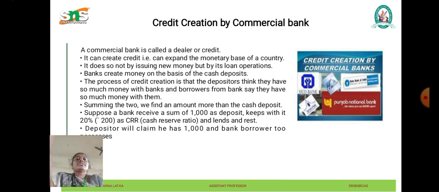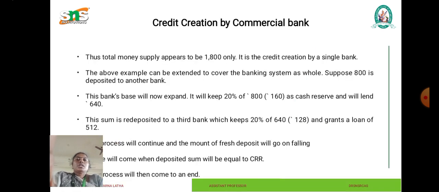The process of credit creation is that the depositors think they have so much money with the banks, and borrowers from the bank say they have so much money with them. Summing the two, we find an amount more than the cash deposit. Suppose a bank receives a sum of rupees 1000 as a deposit, keeps with it 20% as CRR and lends the rest. The depositor will claim he has 1000, and the bank lends to clients. The total money supply appears to be 1800. It is a credit creation by a single bank.